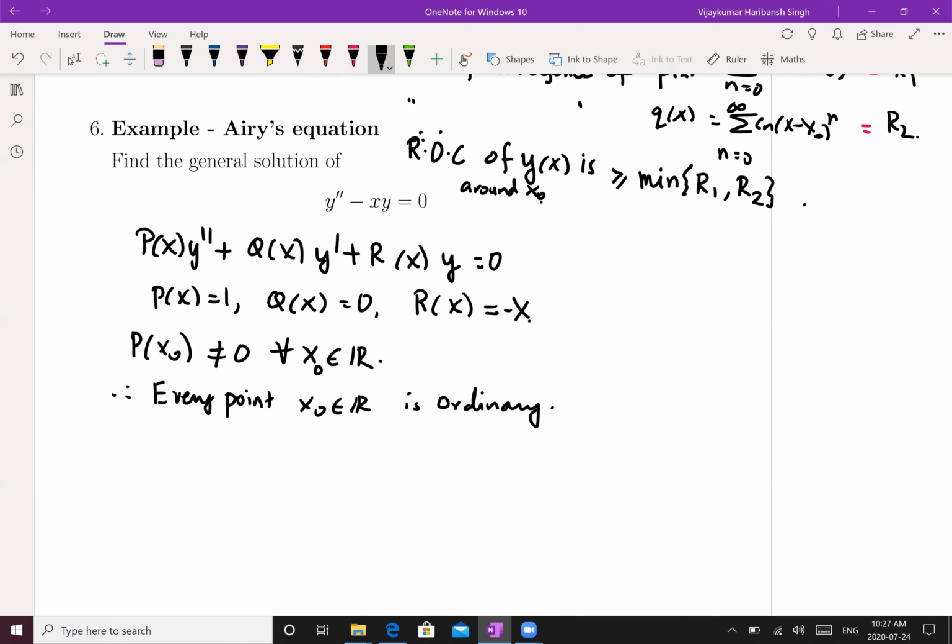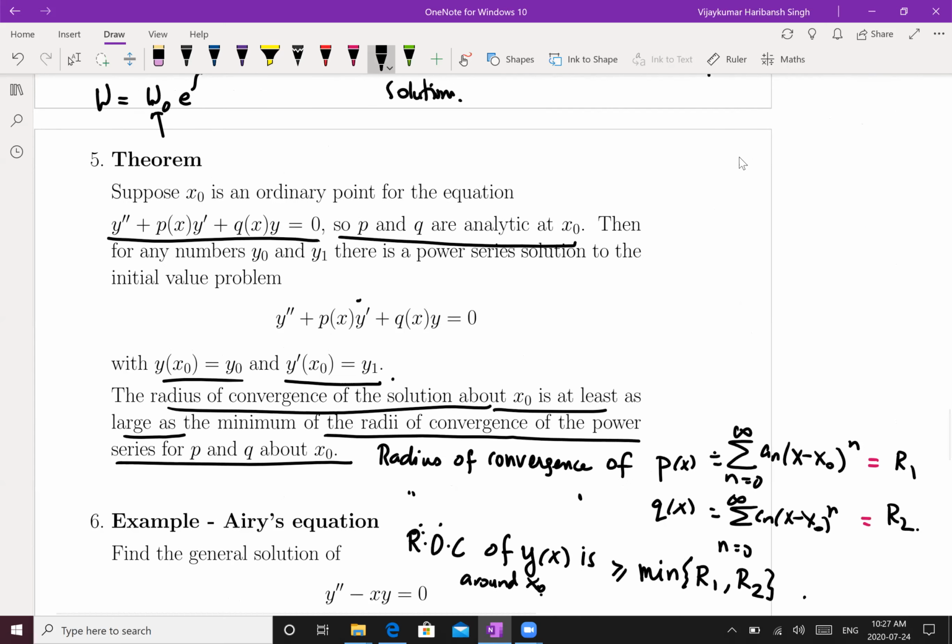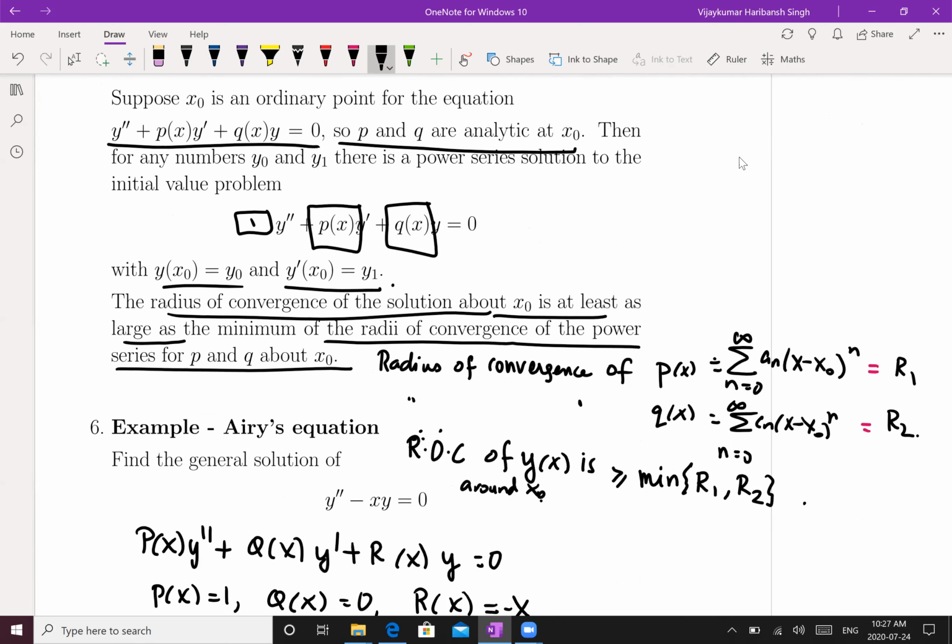Again, I could have thought about it by dividing by the coefficient of y double prime, which is 1 again, so the equation has the form with p(x) plus q(x). We could have thought about the equation this way as well. And in that case, p(x) is 0, which is analytic throughout, and q(x) is minus x, which is analytic throughout as well. Okay.